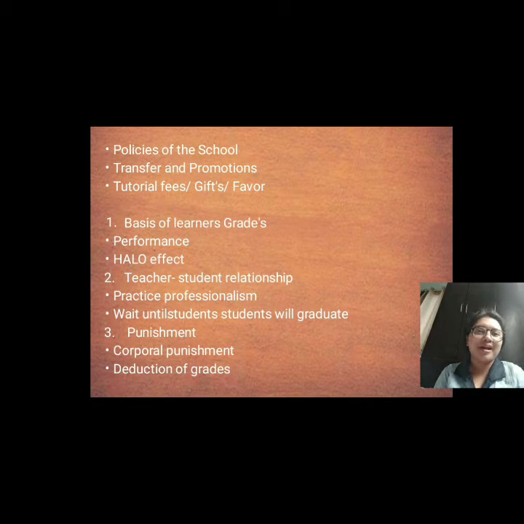Number 2 is teacher-student relationship. Practice professionalism. Wait until the students graduate. If there is a secret relationship between a student and a teacher, it is not good to make your relationship public. But as much as possible, maintain professionalism, and you can wait until the student graduates. You can then pursue your relationship.